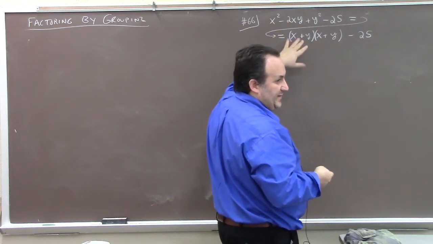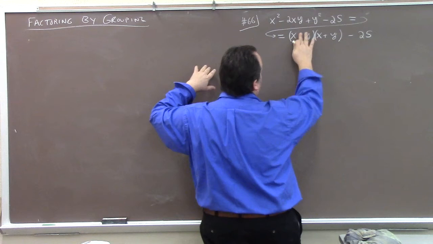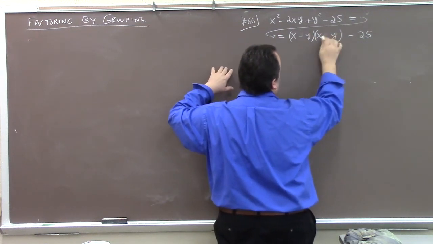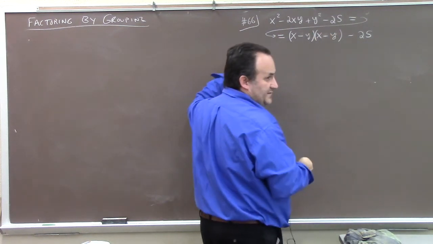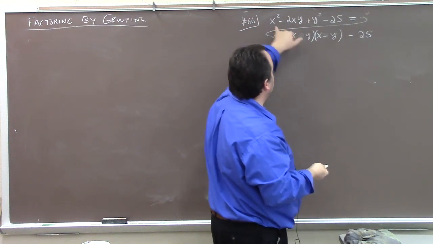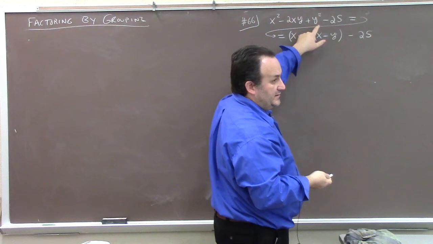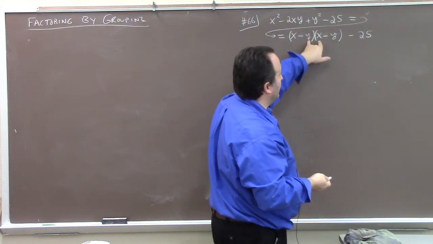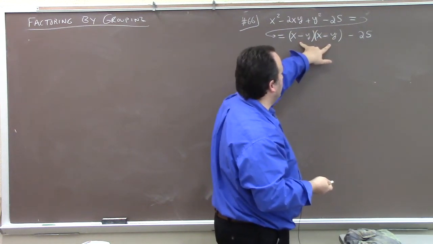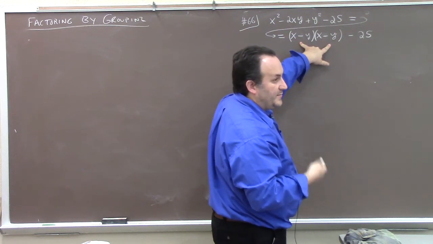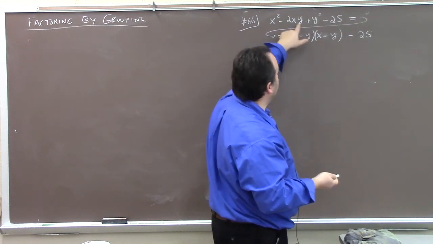So I should adjust my guess. Change it to minus and minus. Maybe that works. Does that work? x times x gives me x squared. Minus y times minus y gives me y squared. Good. And then my cross terms, minus yx and minus xy, combine like terms to give me minus 2xy.